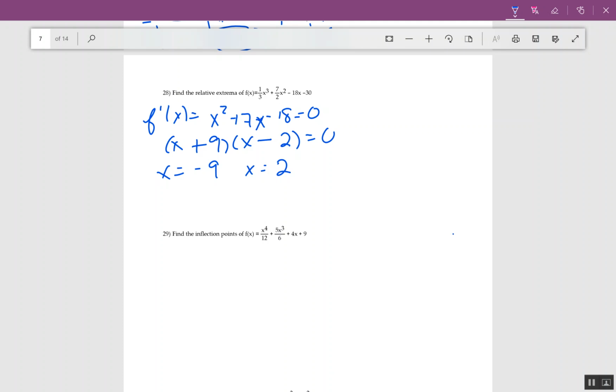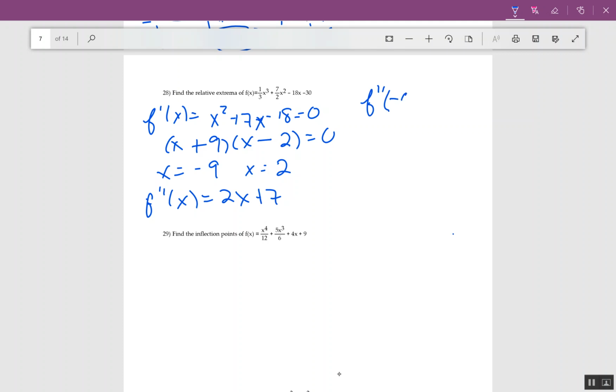Alright, so I'm trying to find out which one's the max, which one's the min. So I need to do something else. You have a couple of choices of what to do. You can do a chart, or you could take the second derivative, and I do think the second derivative is easier, so that's what I'm going to do for you. So x squared becomes 2x, 7x becomes 7. What I want to do now is take these numbers we just found, the critical numbers of negative 9 and 2, and plug them into the second derivative.